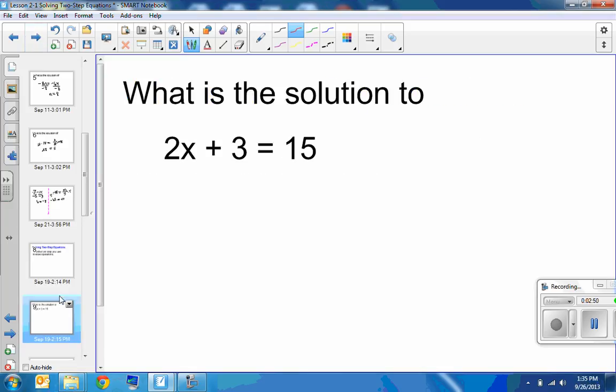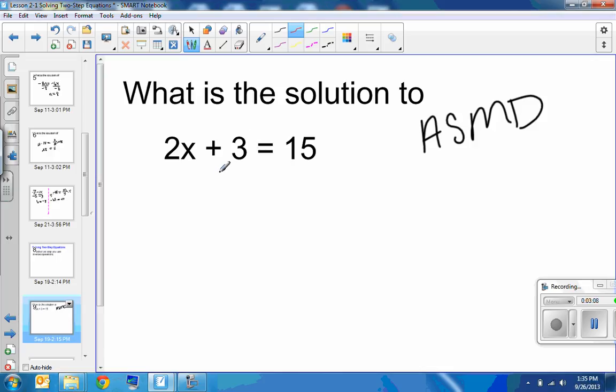So let's look at this one. We always have to add or subtract first, and then multiply or divide. So we're undoing the addition or subtraction, and then multiplying or dividing. Aunt Sally must drive. So here we have 2x plus 3 equals 15.